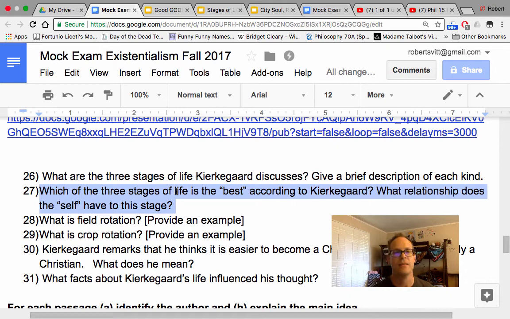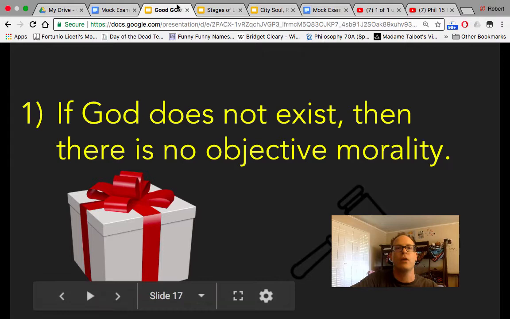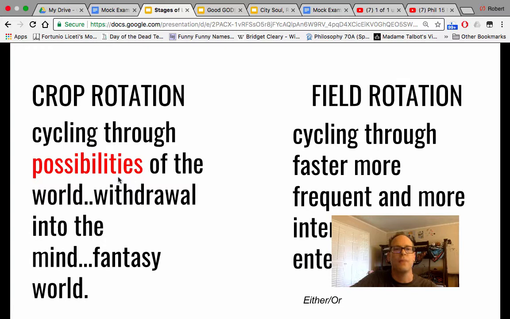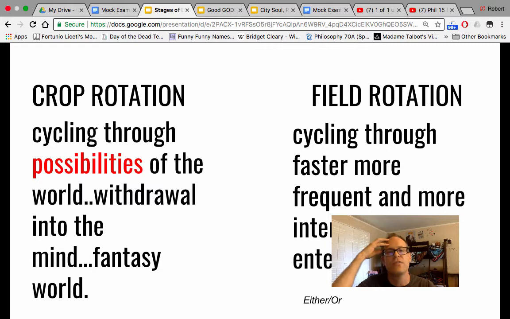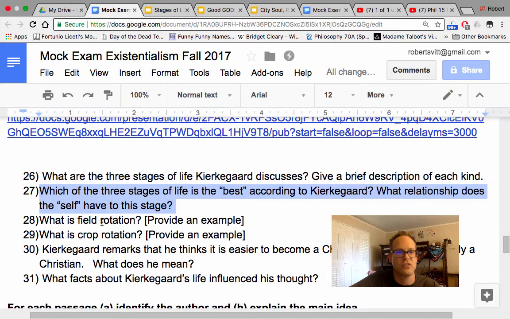Okay. What is field rotation? What is crop rotation? Let's go back to our answers here. Let's go back to the stages of life. Here we are. All right. Field rotation is cycling through more and more different kinds of entertainment, right? Whereas crop rotation is sort of thinking about the possibilities of the world and withdrawing from the world into those possibilities. So you just have to memorize it. Brute force memorization.